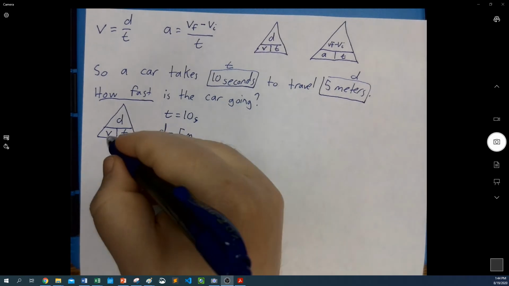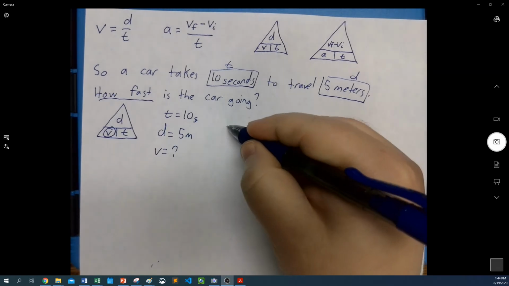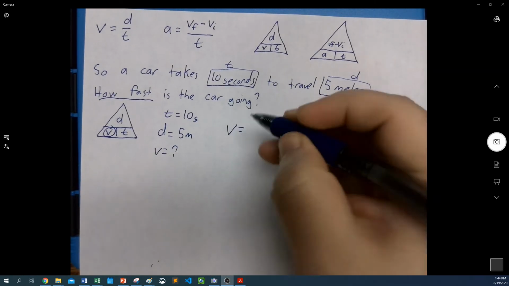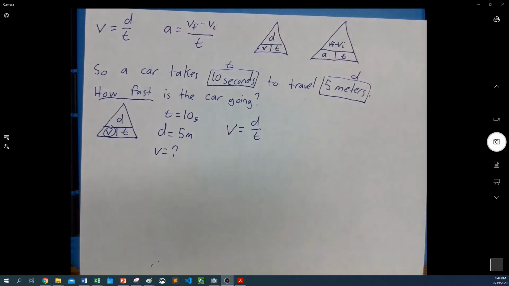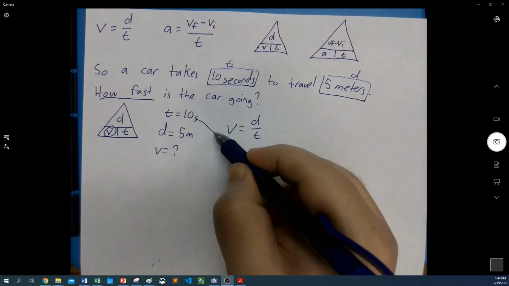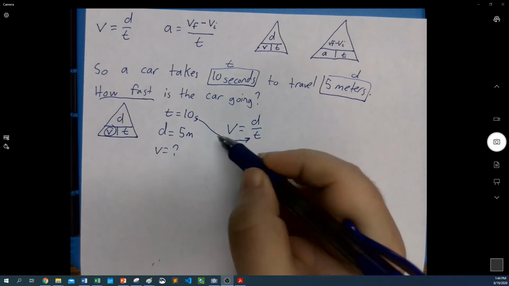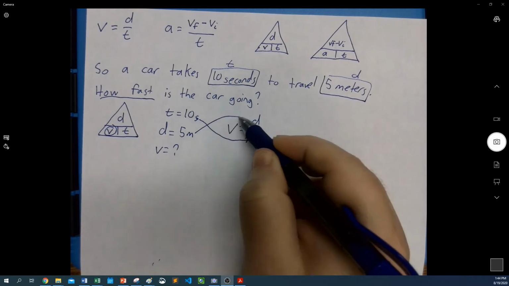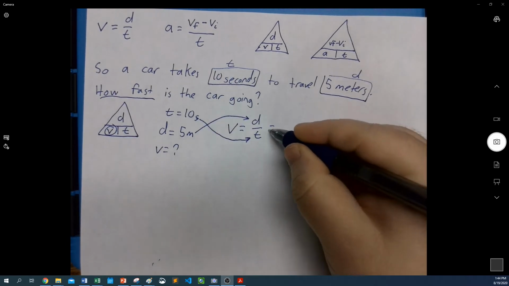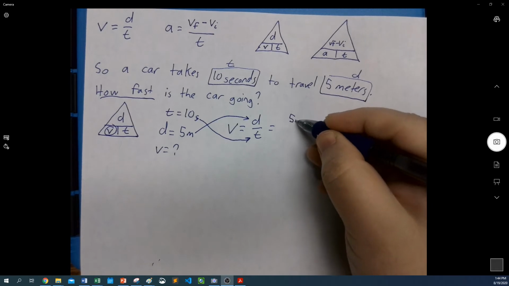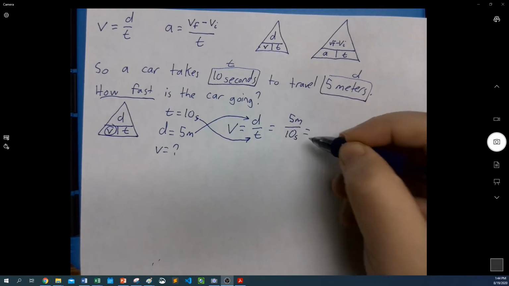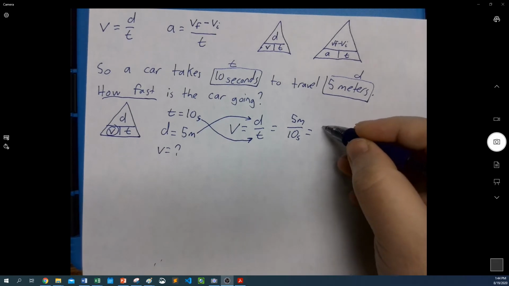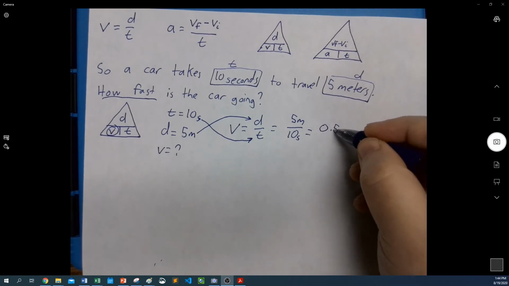So we circle speed. And it'd be equal to distance over time. So we plug in our time into our t and our distance into the d. So that'd be 5 meters divided by 10 seconds. And that would give you 0.5 meters per second.